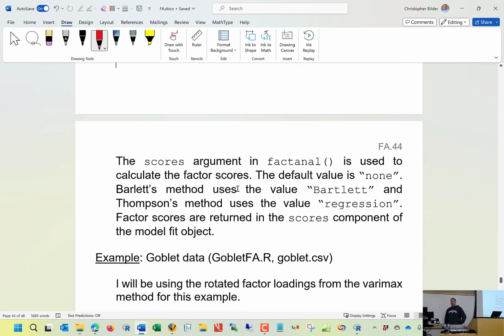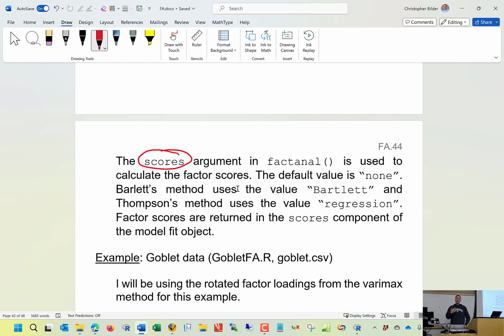Now, fortunately for us, we see that we have these messy equations here. Fortunately for us, we can use the fact_anal function in R and then include the scores argument to do the calculation for us, where we can specify, do I want to do Bartlett? Do I want to do regression?